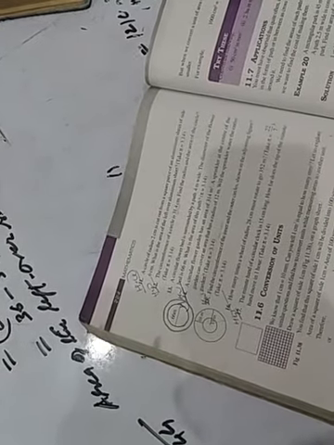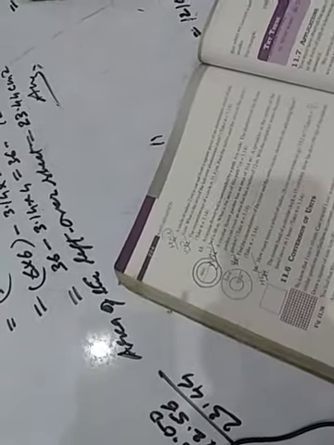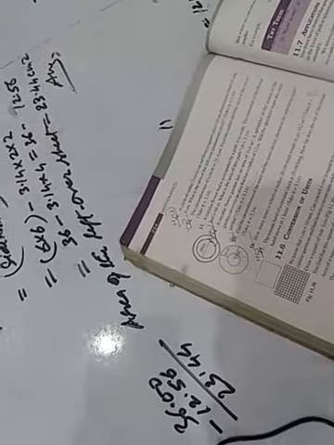Question 13: a circular flower bed is surrounded by a path 4 meter wide. Clear? The diameter of the flower bed is 66 meter. What is the area of this path? So here, children, in question number 13, two concentric circles are there, means two circles with the same center, and different radii.